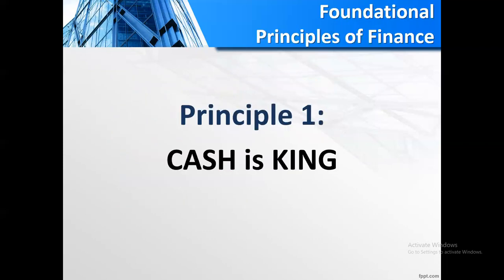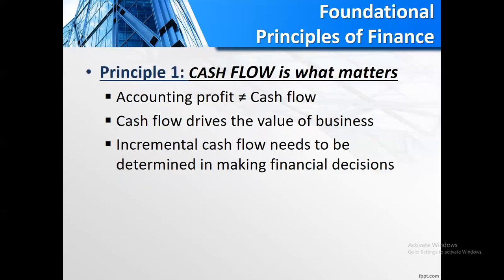Cash is king. That's principle number 1. So what does that mean? We cannot equate accounting profit with cash flow. There's a difference between accounting profit and cash flow. We said that cash flow is paramount. It's what fuels the economy. It's what makes the operations of the business go. Liquidity. Okay, and why is this so?